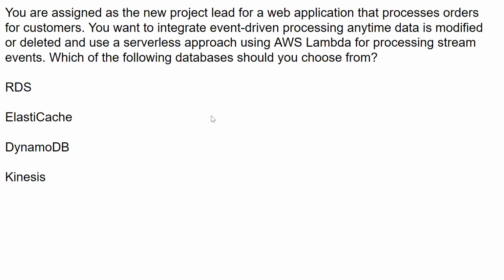You were assigned as the new project lead for a web application that processes orders for customers. You want to integrate event-driven processing anytime data is modified or deleted, and use a serverless approach using AWS Lambda for processing stream events. Which of the following databases should you choose from? RDS, ElastiCache, DynamoDB, Kinesis. DynamoDB.